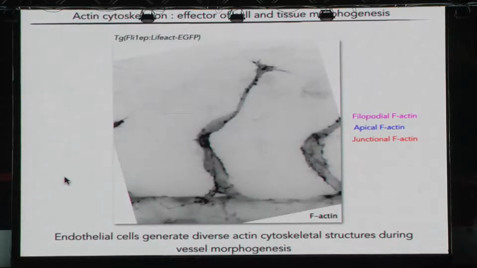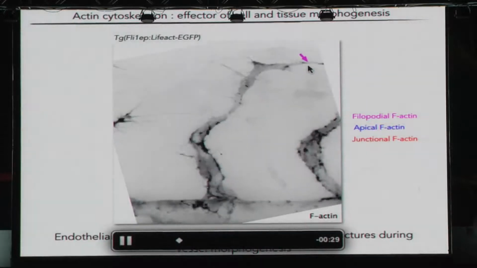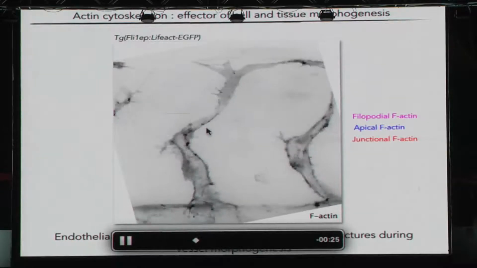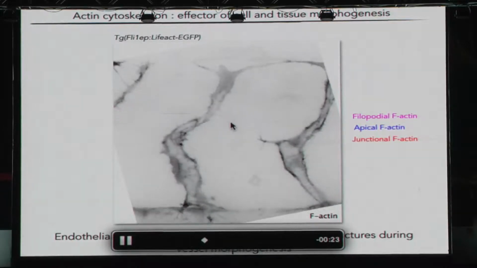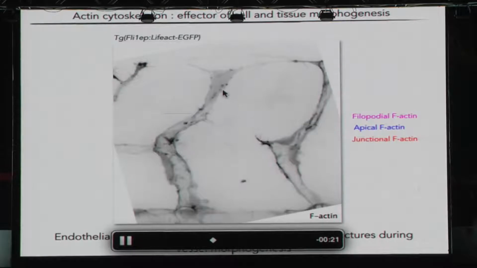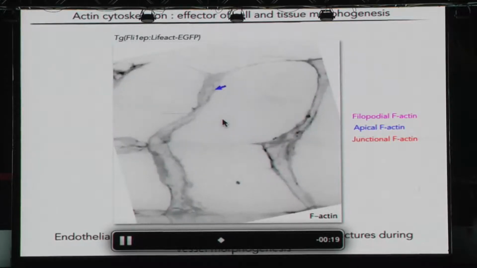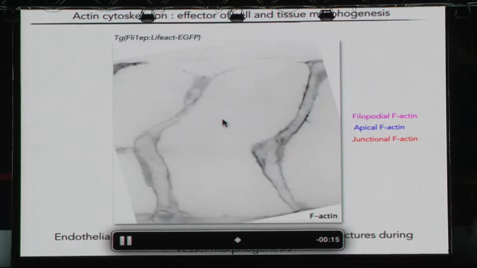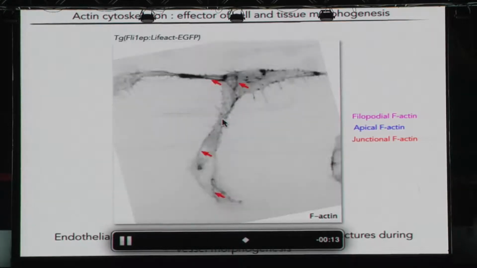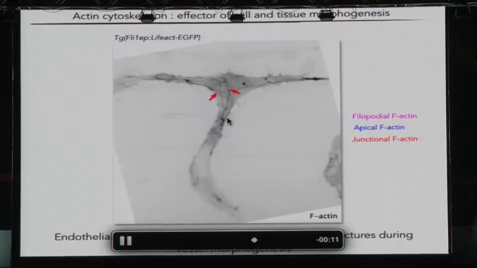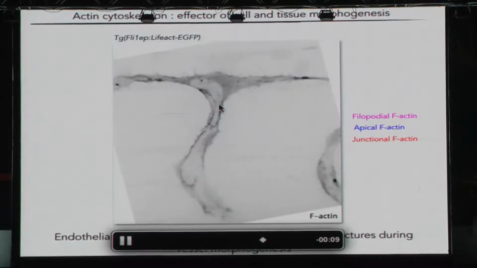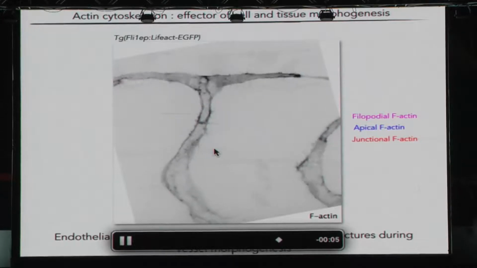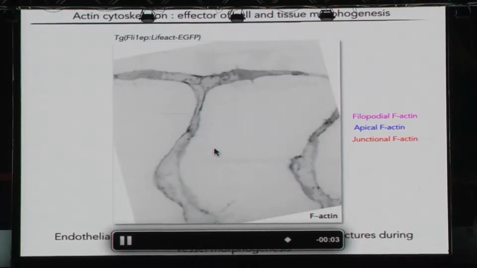During migration and anastomosis, you can see actin in filopodia. And during lumen formation through the vessel, you can see discrete and transient actin polymerization in the apical membrane, as highlighted by the blue arrows. And because several endothelial cells make blood vessels, you can also see actin cables formed at cell-cell junctions, and the cables are maintained at the cell-cell junctions.